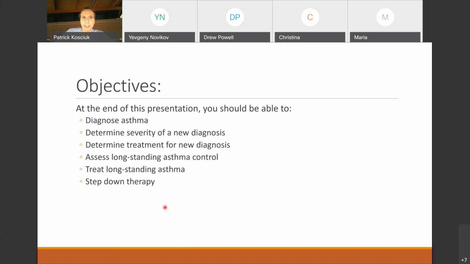All right, so we're going to talk about asthma before I make my venture to interventional pulmonology. At this point, we're going to try to be able to diagnose it, determine the severity of a new diagnosis, determine the treatment of a new diagnosis, assess long-standing treatment, and to treat as well. Also to be able to step down therapy appropriately once people are well controlled. So those are the objectives. We're going to go through a few things rather quickly and a few things more slowly. There will be a few questions on the road as well.